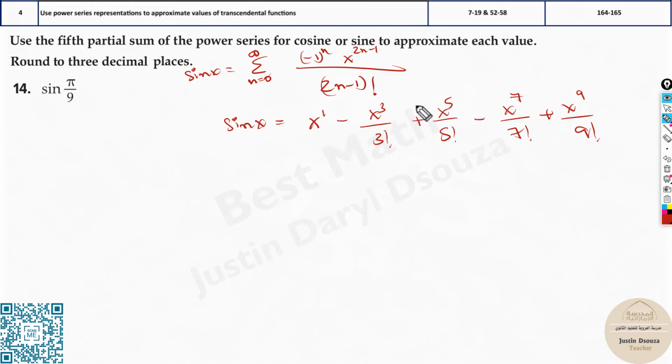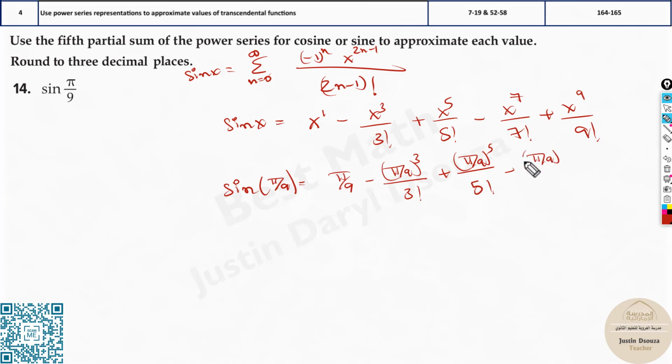The same thing goes for even cosine, but we'll do cosine in a while. I'll show you how easy it is. Once you write the formula, you just have to substitute over here. Sine of pi by 9 equals, what happens? x is pi by 9, minus pi by 9 the whole cube divided by 3 factorial, plus again pi by 9 the whole power 5 by 5 factorial, minus this time pi by 9 the whole power 7 by 7 factorial, and lastly plus pi by 9 the whole power 9 by 9 factorial.